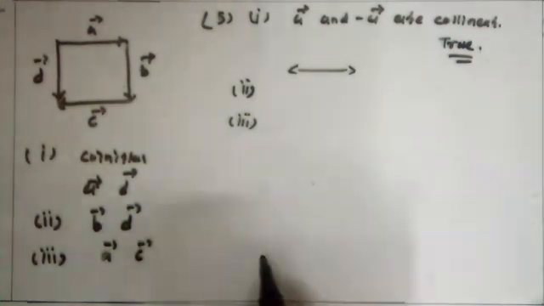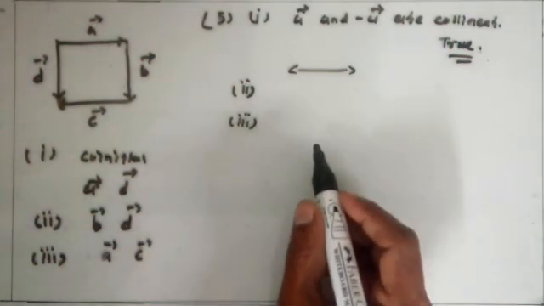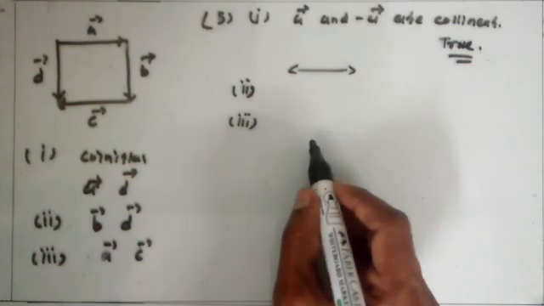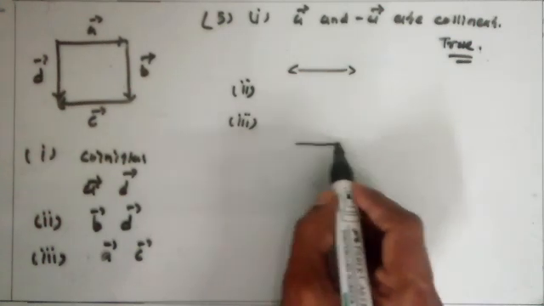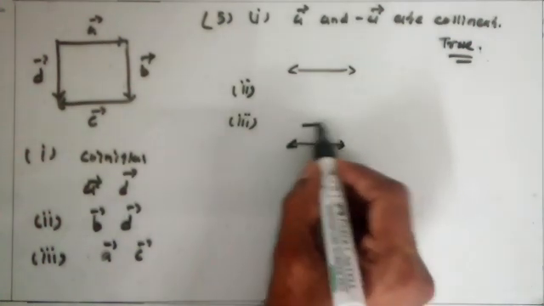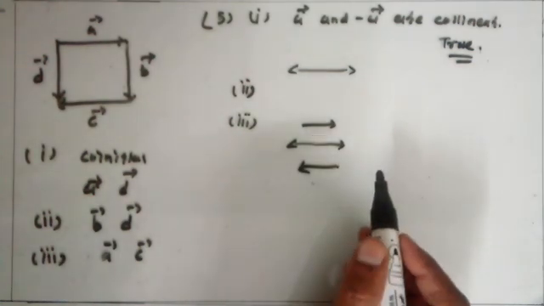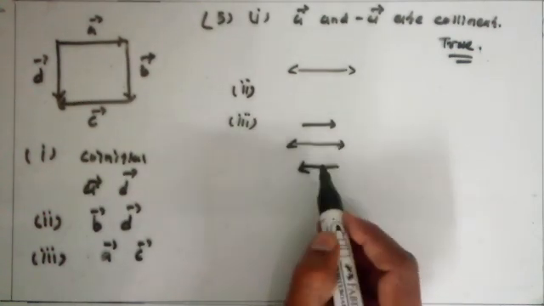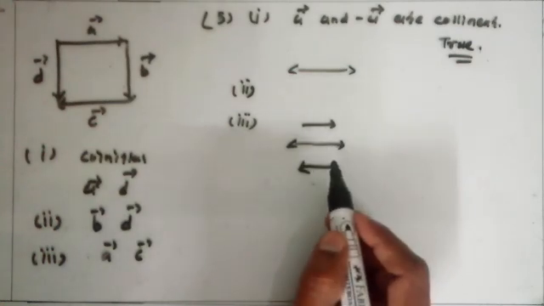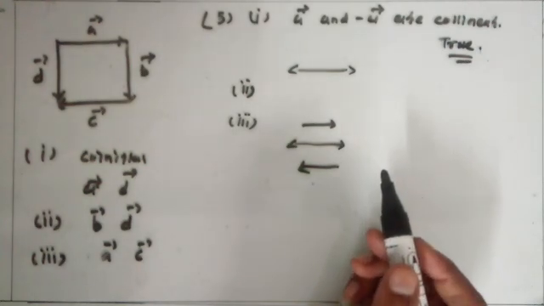Next, two collinear vectors having the same magnitude are equal. This is also false, because two collinear vectors are parallel to the same line but may have different direction. Here the magnitude is the same but the direction is different. So in this case, these two vectors are not equal. So the last one is also false.